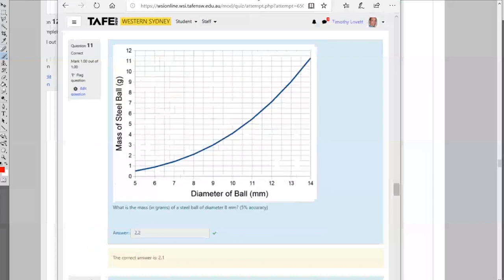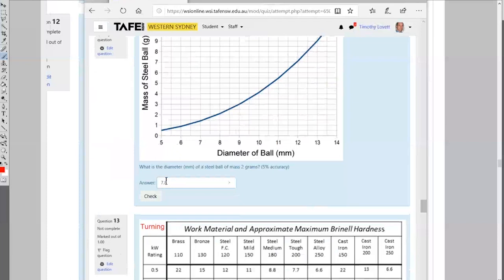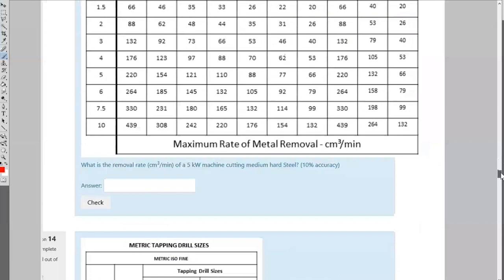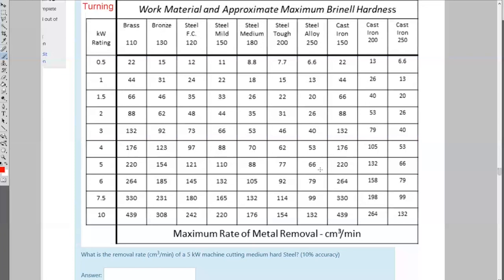5% accuracy means you don't need to be that fantastic. Yep. All right. Next question. What is the removal rate for a 5 kilowatt machine cutting hard steel? So we're going to get the material first. So medium hard steel.